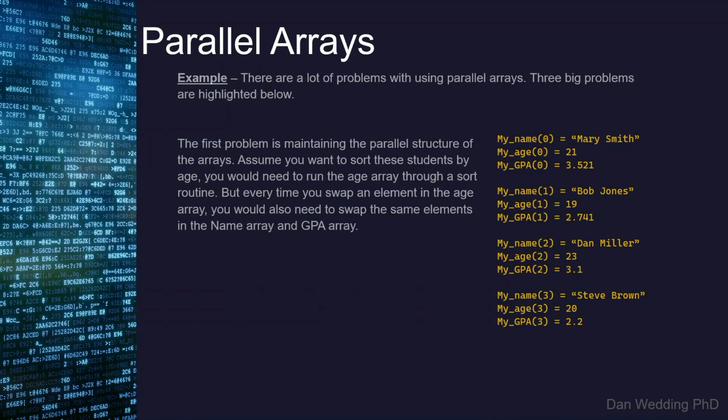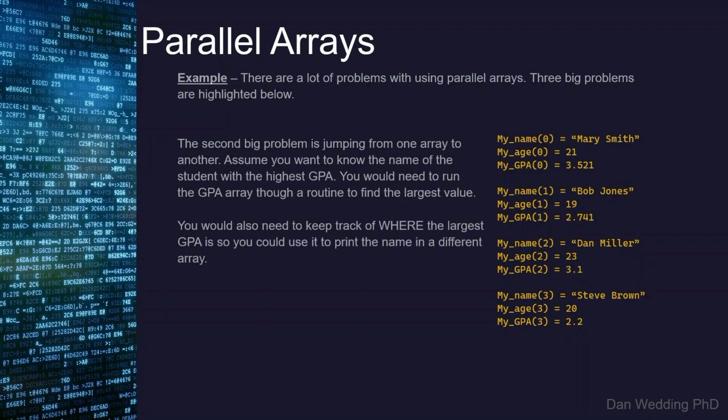There are a lot of problems with using parallel arrays. 3 big problems are highlighted below. The first problem is maintaining the parallel structure of the arrays. Assume you want to sort these students by age. You would need to run the age array through a sort routine. But every time you swap an element in the age array, you would also need to swap the same elements in the name array and the GPA array.